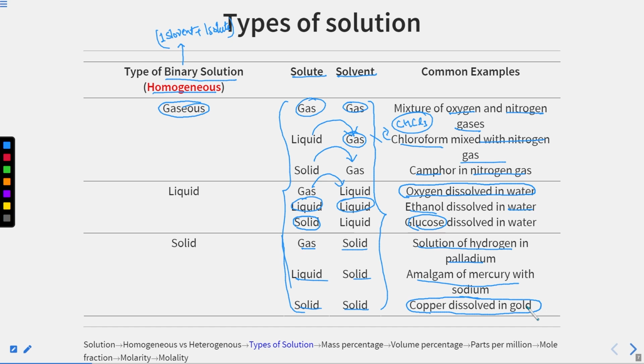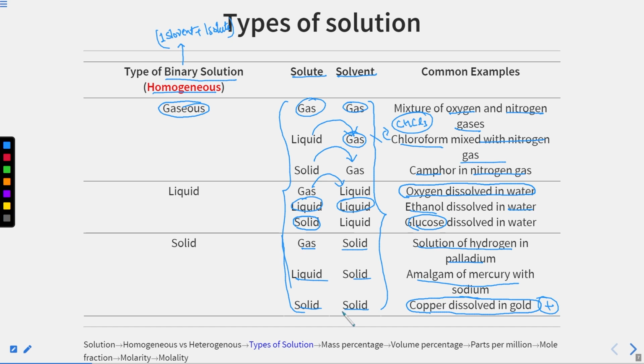This is also used in making wires. If you are rich enough to use gold as the wire, it is a very good conductor and provides minimum resistance, so it is very efficient. So this copper dissolved in gold may also be used in wires.